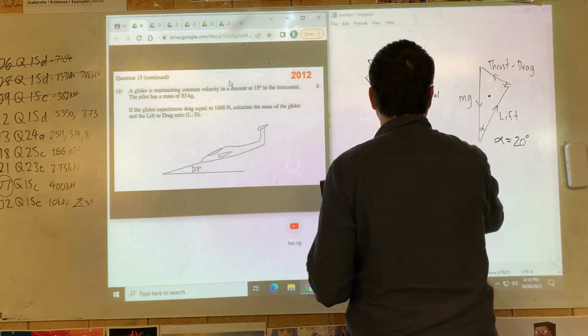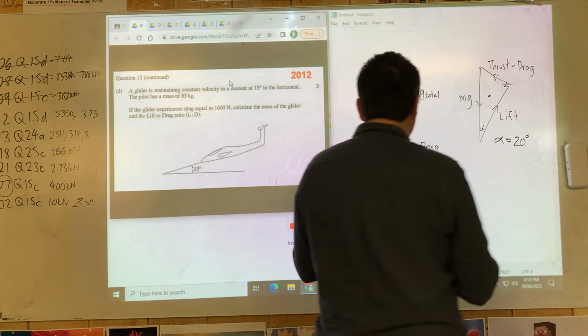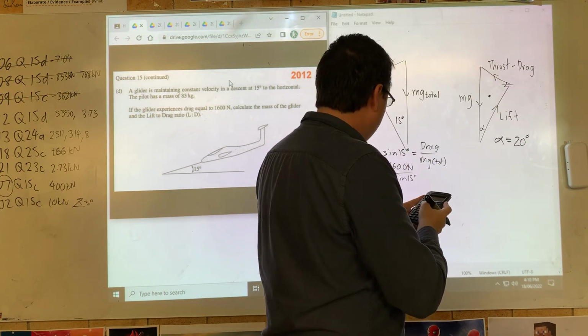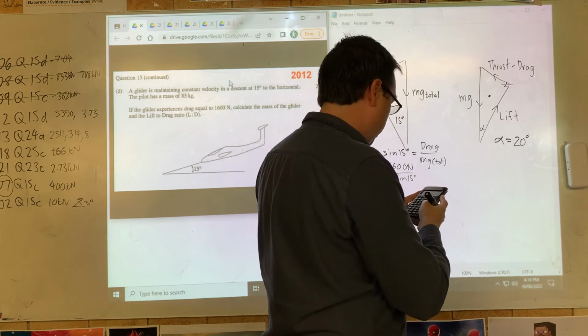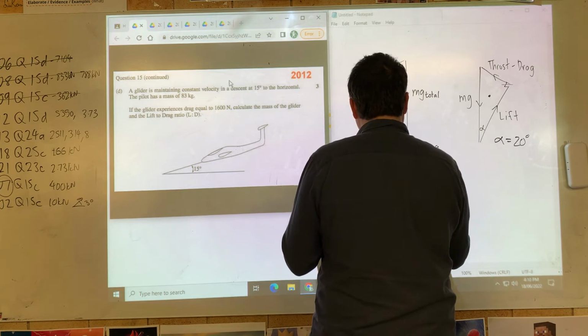Now this should be a number that's much bigger than, sorry, this is in newtons. After a while you get a general sense of what's reasonable. But there are very different scales of planes, so that can be difficult as well. 1600 newtons divided by sine 15 equals 6,000 and something.